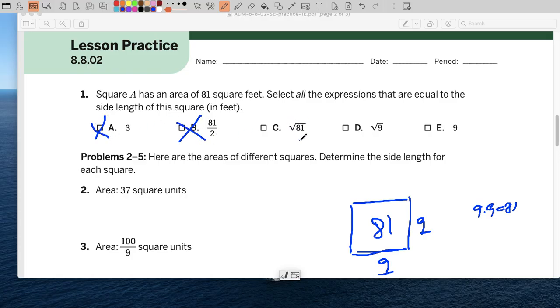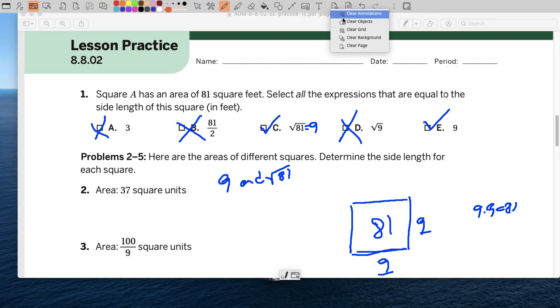What's the square root of 81? Square root of 81 is 9. So this, yes, because 9 and square root of 81 mean the same thing. Square root of 9 is definitely not. And 9 was a yes. So C and E are good.